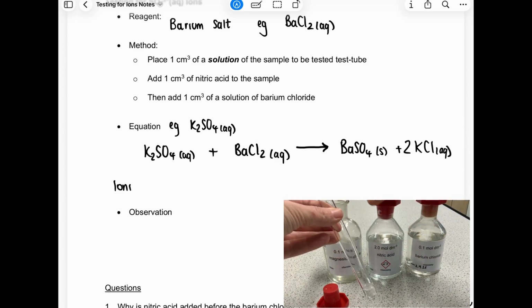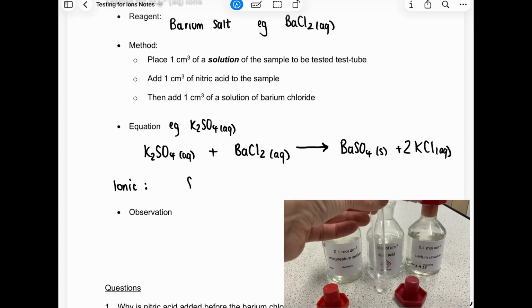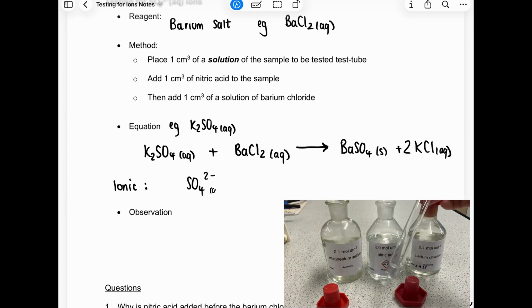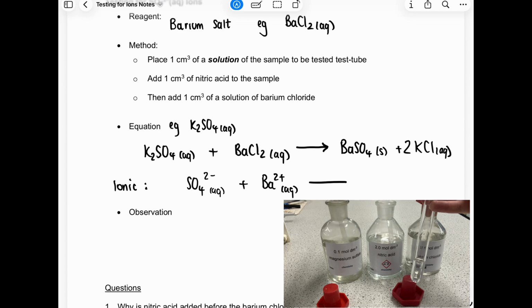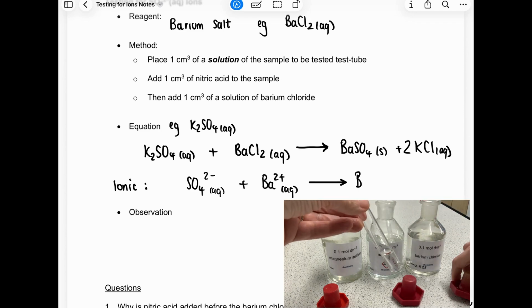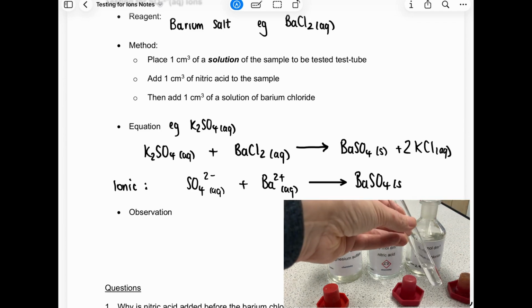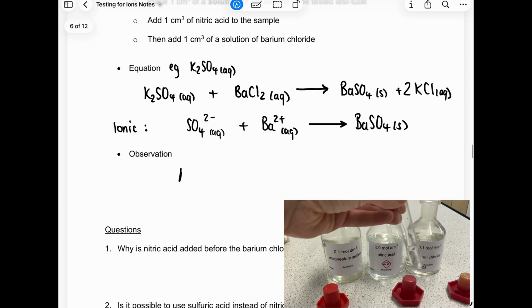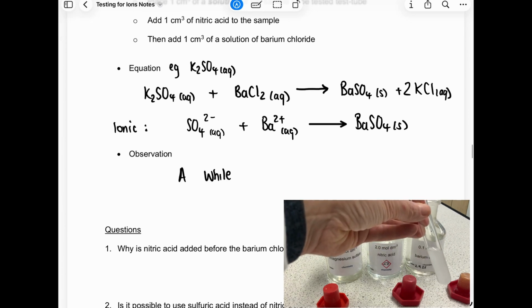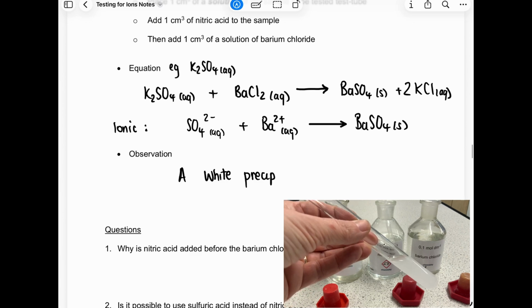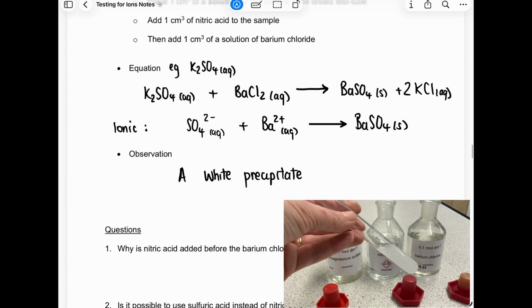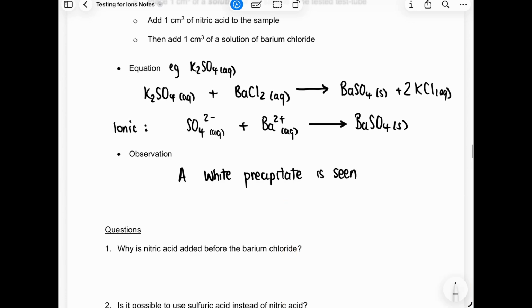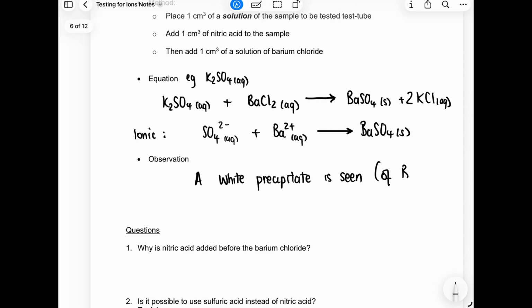And if we do that as an ionic equation, we're testing for sulfate ions by using a positive ion, because they're a negative ion. We're using barium ions to make the insoluble barium sulfate. Barium sulfate is a group 2 solid, so a white precipitate would be seen. And that's of barium sulfate.